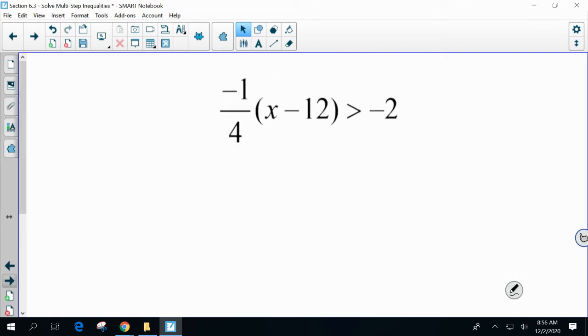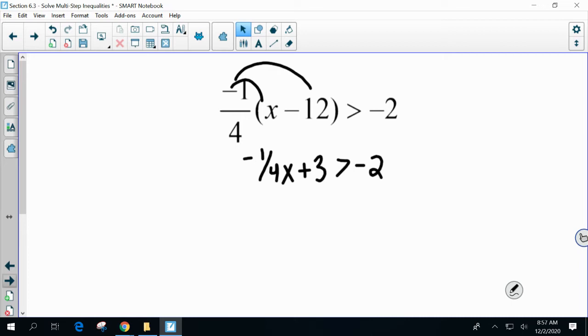All right, the next problem looks a little different. What do I have to do with that negative 1/4? Distribute it. Okay, and I realize that I'm multiplying right now by a negative, but in order to flip the sign, it would have to be multiplying across the inequality sign. This time it's just distributing, so that doesn't count because I'm not crossing over to the other side. So negative 1/4 x, and then plus 3 is greater than negative 2.